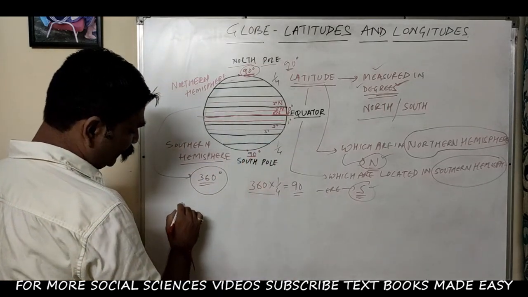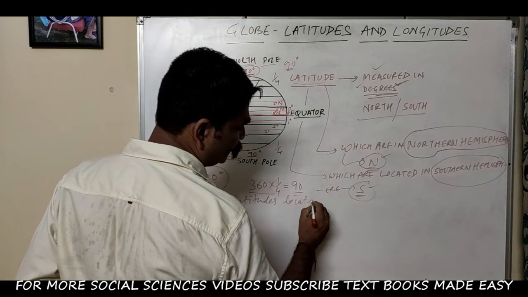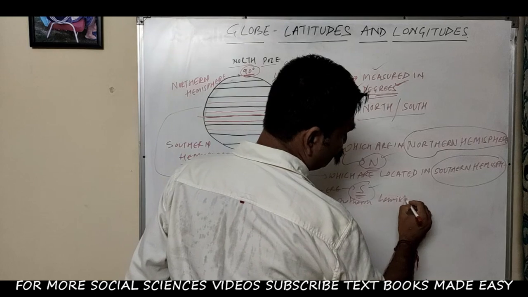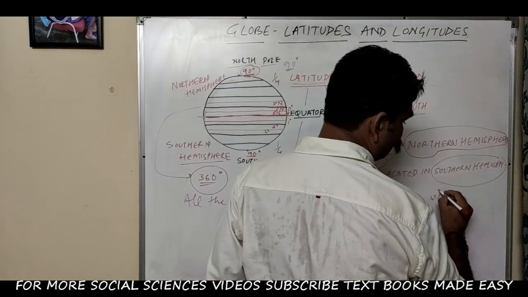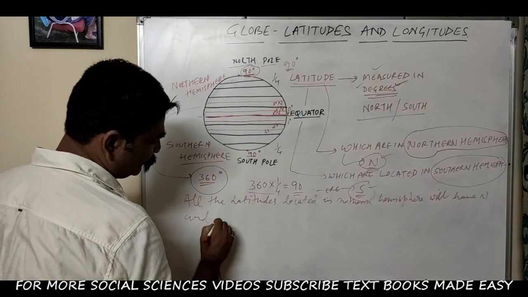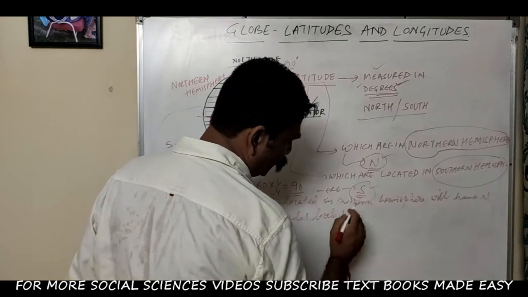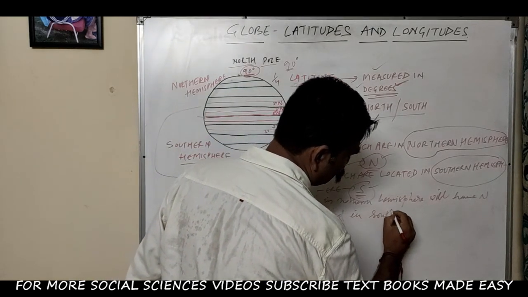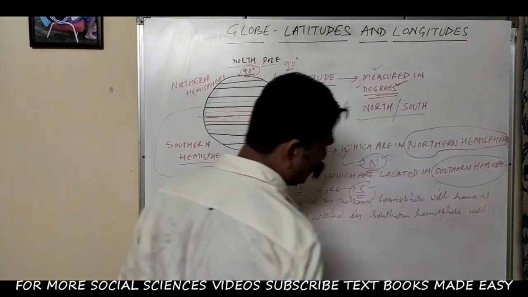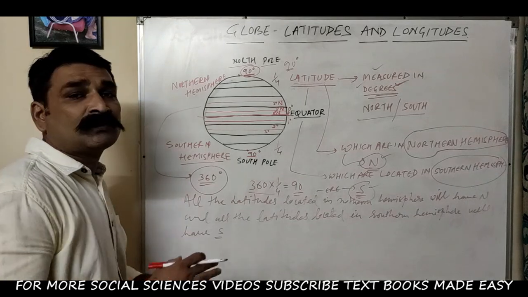All the latitudes located in the northern hemisphere will have N, and all the latitudes located in the southern hemisphere will have S. Fine. Okay, this was all about latitudes.